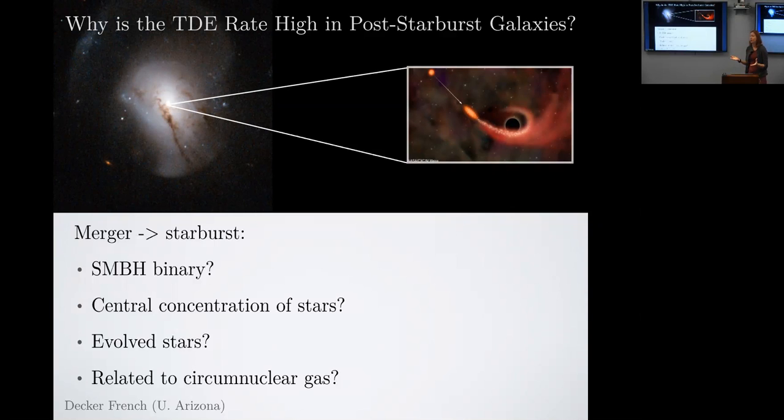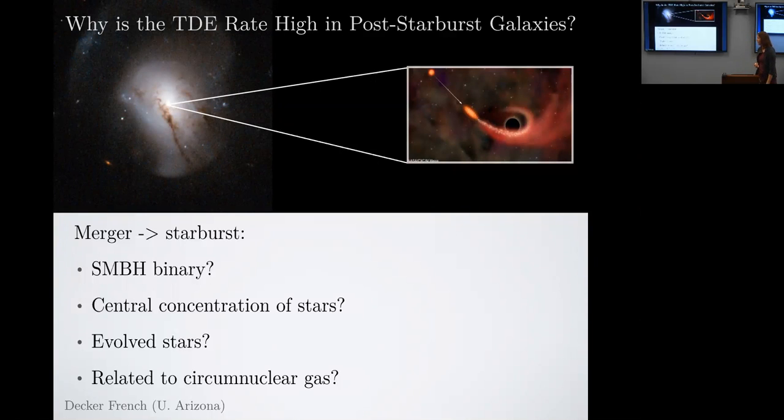So if these are galaxies that had a recent major merger, we might expect that the supermassive black hole binary that forms could increase the TDE rate. So if each of these galaxies has its own supermassive black hole, then the galaxies merge, the supermassive black holes will also go through this period of in-spiral. And three-body interactions between the two black holes and a star that comes in could definitely enhance the TDE rate.